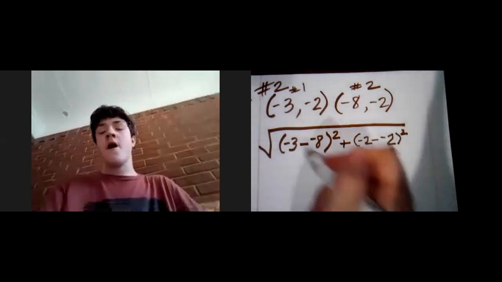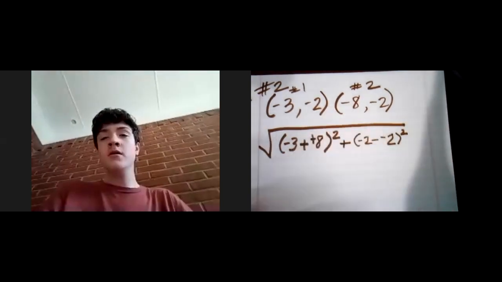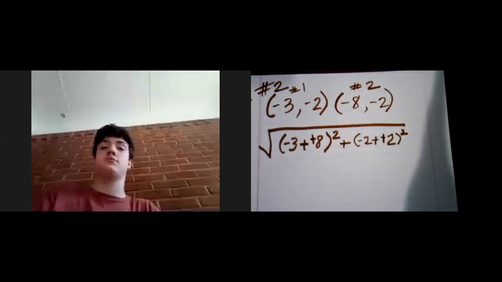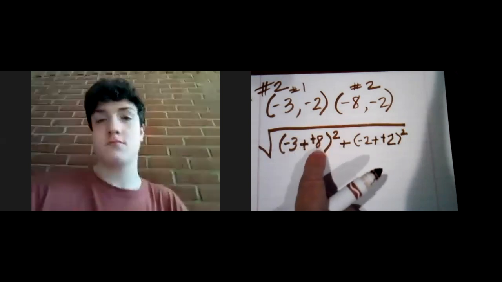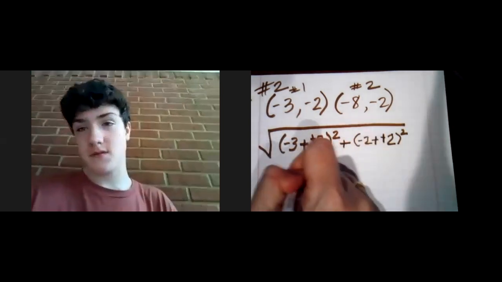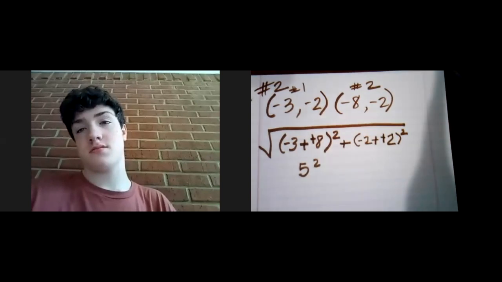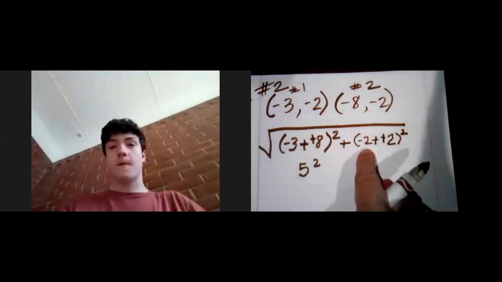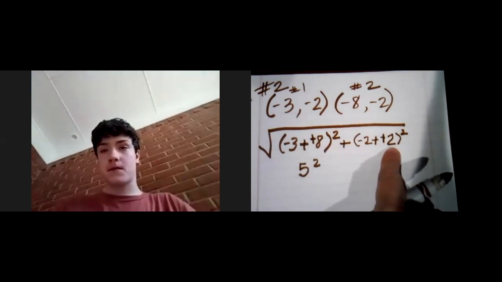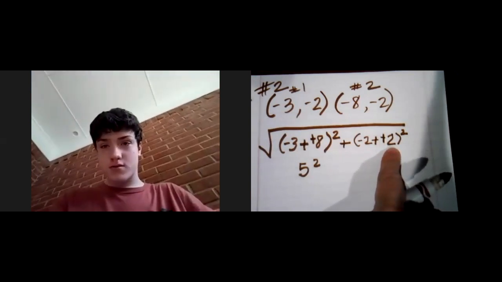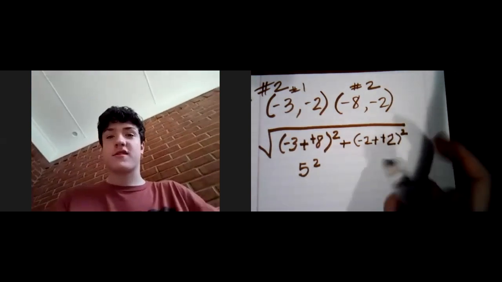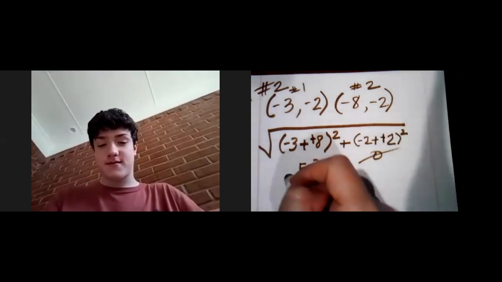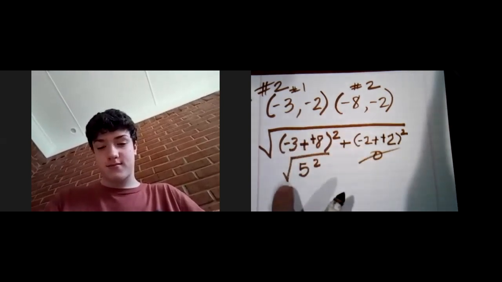Okay, so I'm going to go ahead and change my 2 negatives here. I'm going to change my 2 negatives here. Okay, what is -3 plus 8? Gives us 5. And don't forget the square. Okay, -2 plus 2 gives you what? 0. Right, so we don't even have to mess with that. Okay, so we can just get rid of that, and don't forget this is the square root.